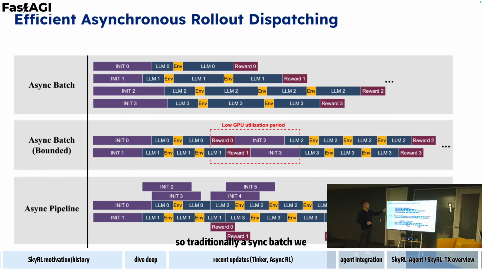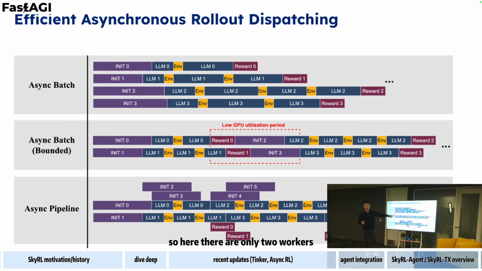So traditionally, with async batch, we start all the requests at the same time. So initialize the environment, which can be like spinning up a container, generate with the LLM. With the generation, you step on the environment and generate again, and then reward. So that's async batch. And as you can see, there's this straggler issue. But there's also another option of async batch, but with a bounded number of concurrency.